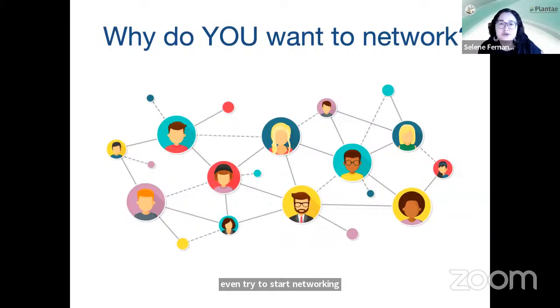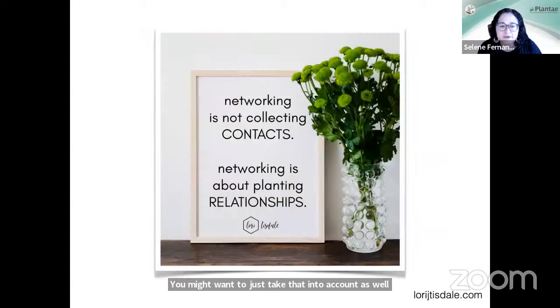This also changes a lot from a cultural perspective. Some cultures are more prone to networking and some others are not, so you might want to take that into account as well. How you are as an individual, and also culturally or however you grew up, is going to impact your networking.